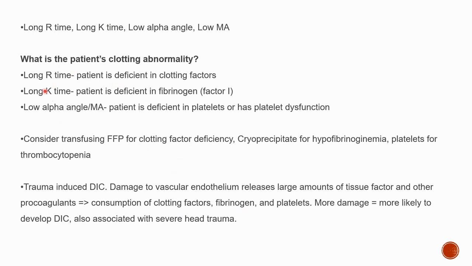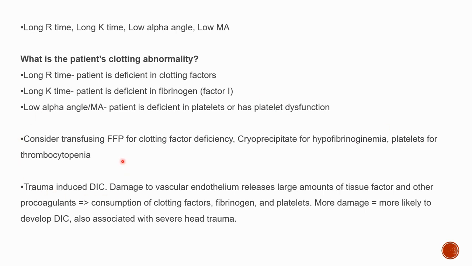So the long R time denotes there is a problem in clotting factors. The long K time denotes that the patient is deficient in fibrinogen. Low alpha angle and MA denote that the patient is deficient in platelets. So we will consider transfusing FFP for clotting factor deficiency, cryo for hypofibrinogenemia, and platelets for thrombocytopenia.